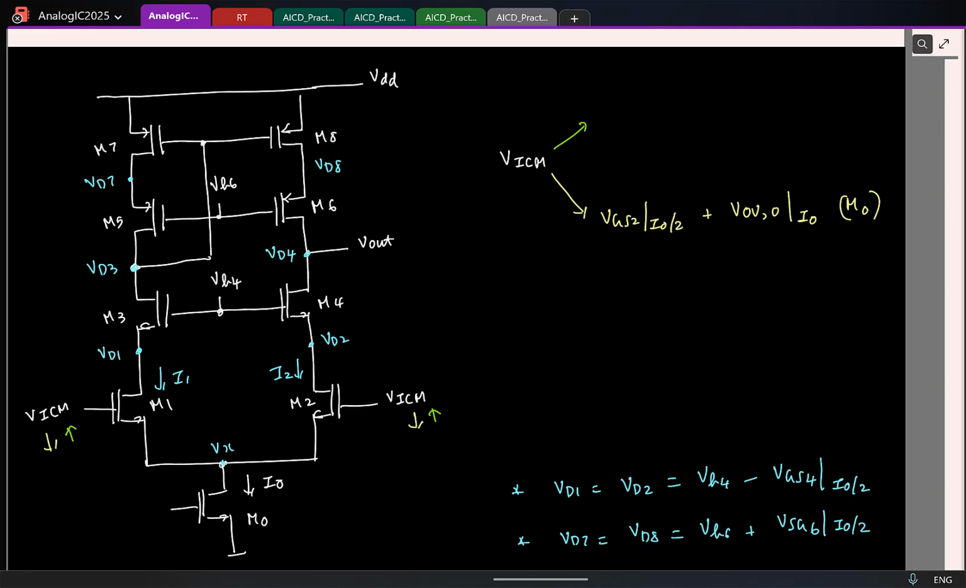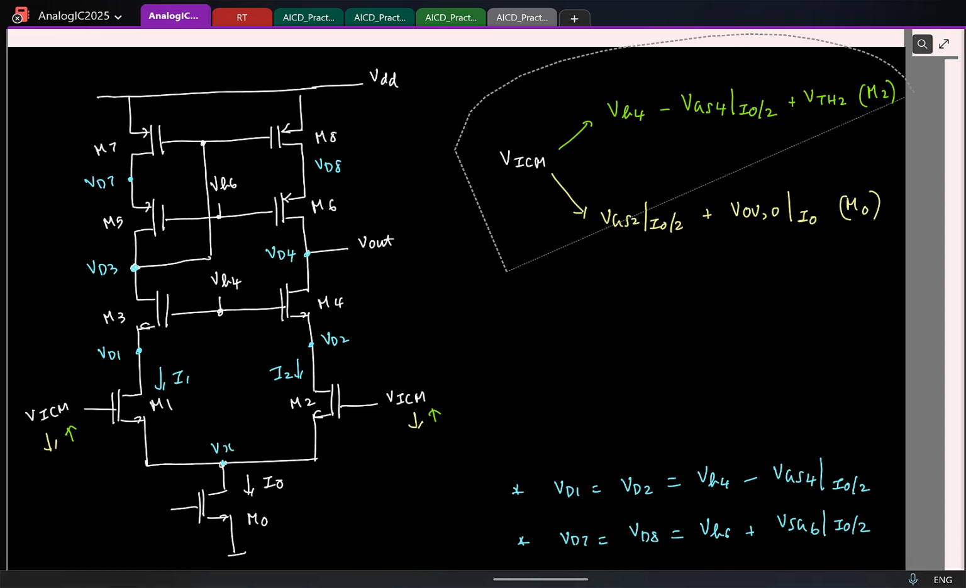So I'll directly write it. This is my drain voltage. I am writing it here. So it is VB4 minus VGS4. So first I am writing the drain voltage, which is VB4 minus VGS4 at a current I0 by 2. This is my drain voltage, and my gate can go at the max one threshold above than that. Right? So this is again limited by M1 or M2. Is it okay?